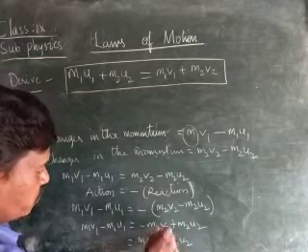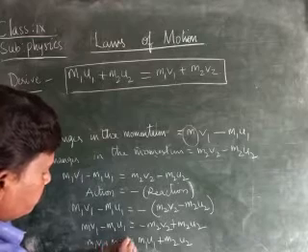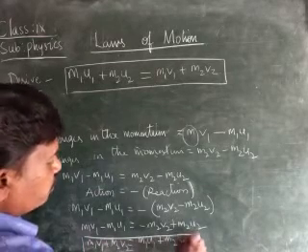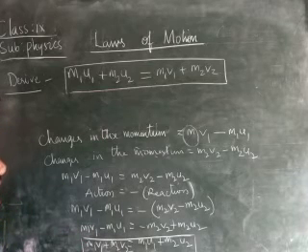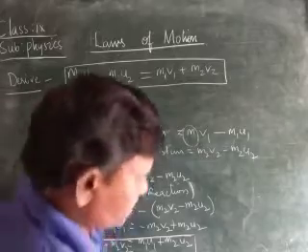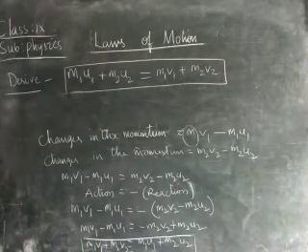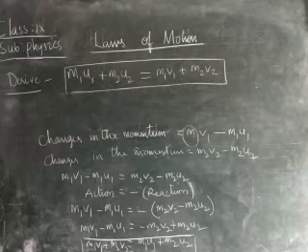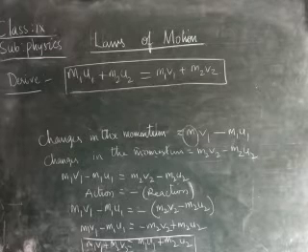By transposing this minus this side, here it becomes plus m1 v1 plus m2 v2. Therefore, m1 u1 plus m2 u2 is equal to m1 v1 plus m2 v2. Okay children, this is called the law of conservation of momentum. This is how we derive the formula.